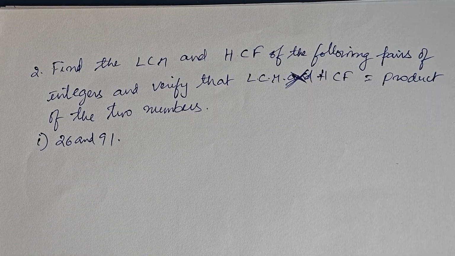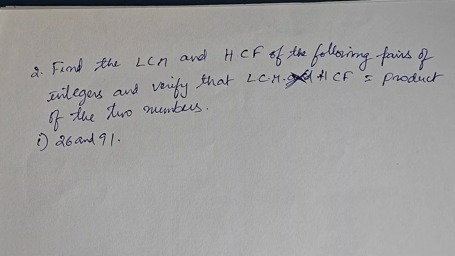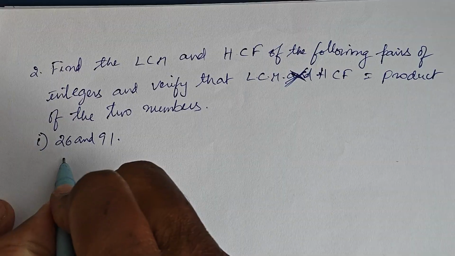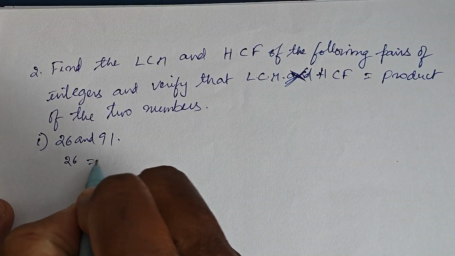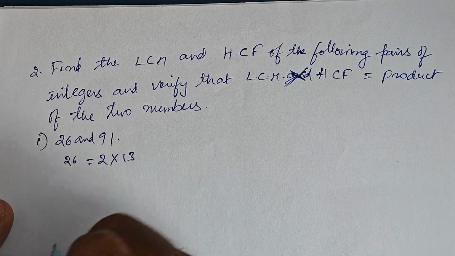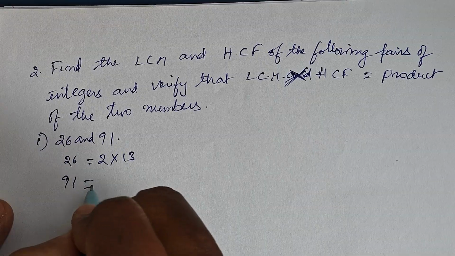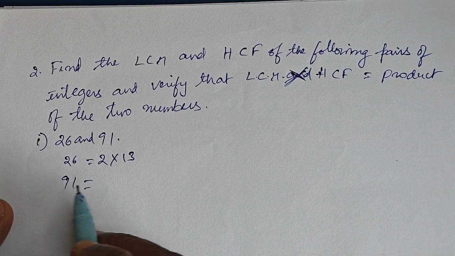Okay, let's get into the second question. The second question is, find the LCM and HCF of the following pairs of integers and verify that LCM into HCF is equal to the product of the given two numbers. So the first problem they have given is 26 and 91. If you look at 26, I can clearly say 26 is equal to 2 into 13, and 91, I could clearly say this is 7 into 13.